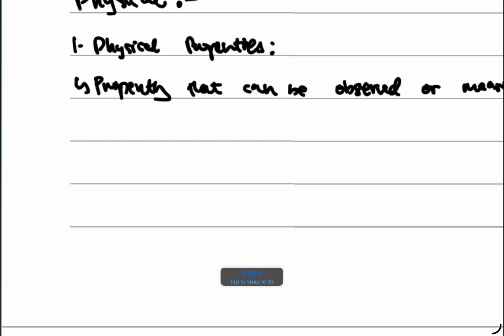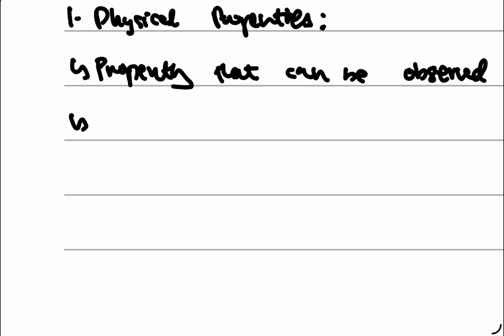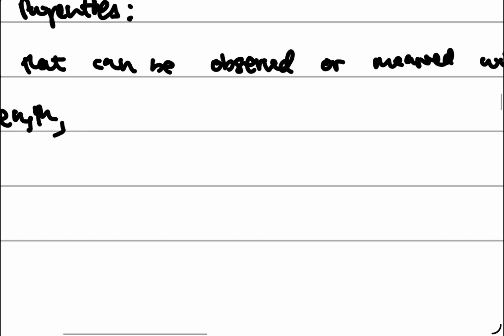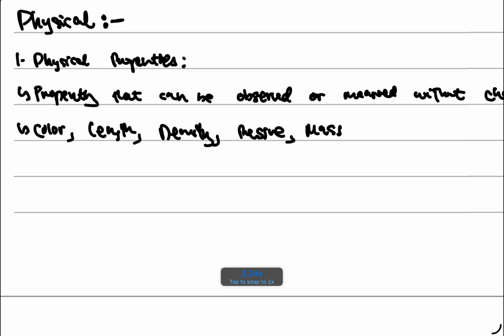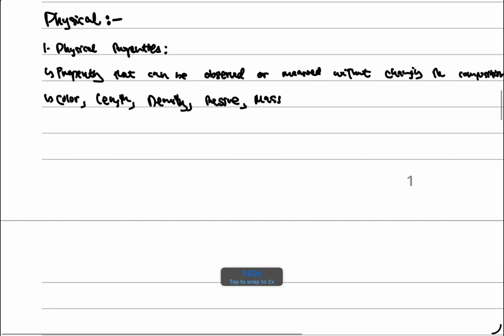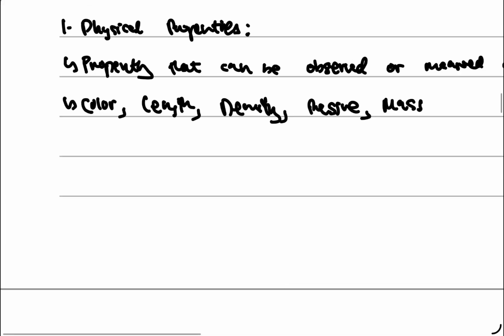Okay, and so examples of this would be color, for example. We can just observe that. You don't have to change anything for that. And then another example could be length, I guess. Density, pressure, mass, right? And then, yeah, so anything that can be observed without having to change the composition, all right? And then let's talk about physical changes now.